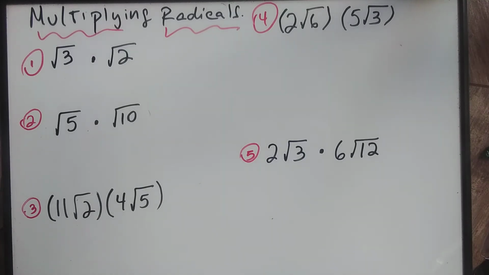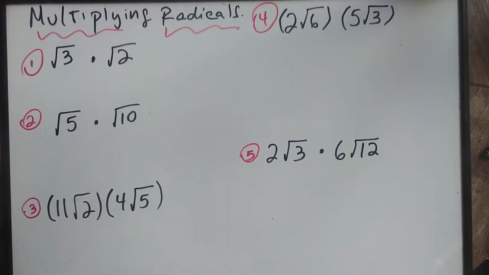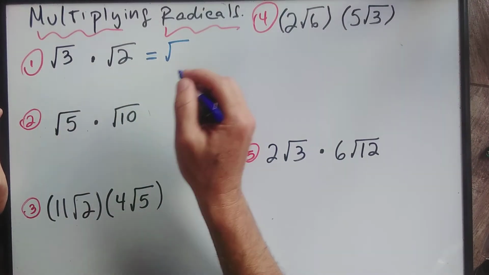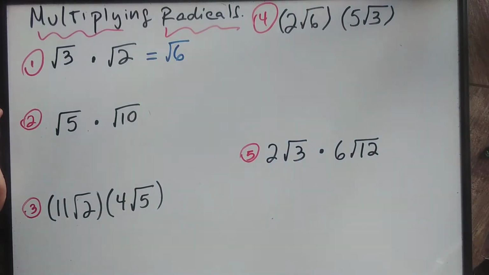Okay guys, so this time we're going to be multiplying radicals. The rule says that we multiply the numbers outside the radical and then the numbers inside the radical separately. In this case, I don't have any numbers outside the radical, so I'm just going to go ahead and multiply the numbers inside the radical. So that's going to give me square root of 3 times 2 is 6, and that's the end of it.